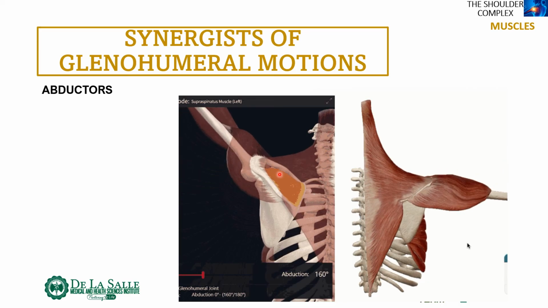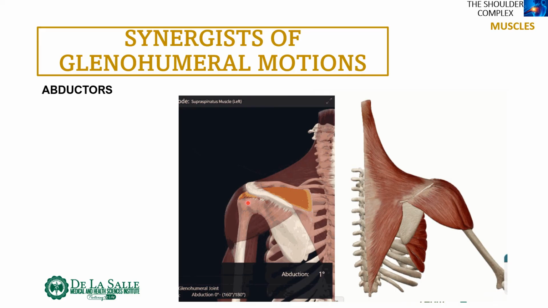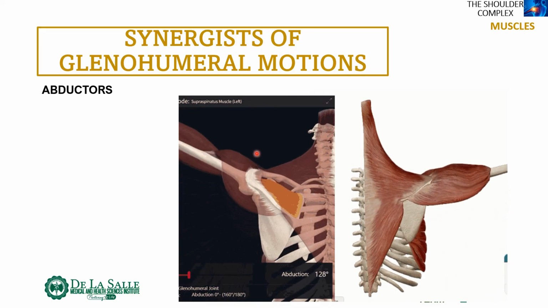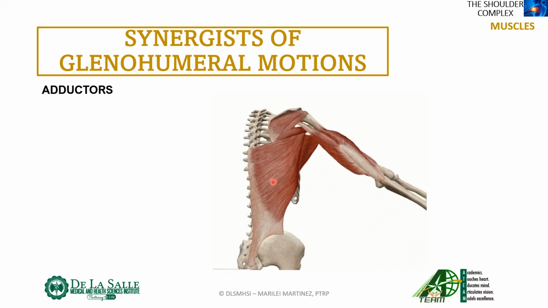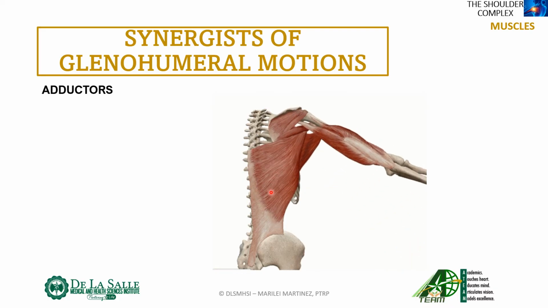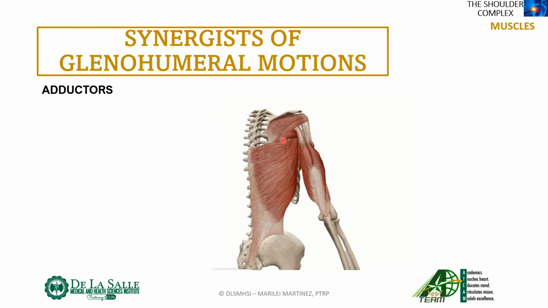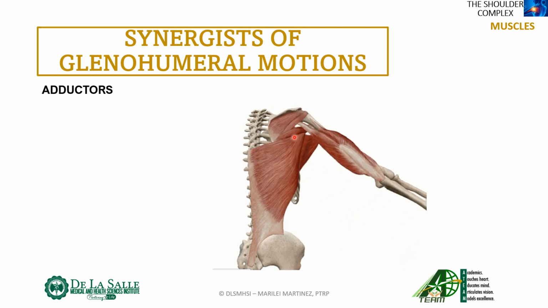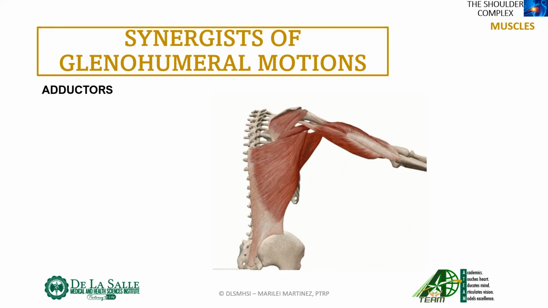So again, abductors, we have your supraspinatus muscle, anterior fibers of the deltoid and medial fibers of the deltoid. For the adductors, we have your latissimus dorsi, remember exadir. We have also your teres major and your pectoralis major in the anterior view, specifically the sternocostal head.